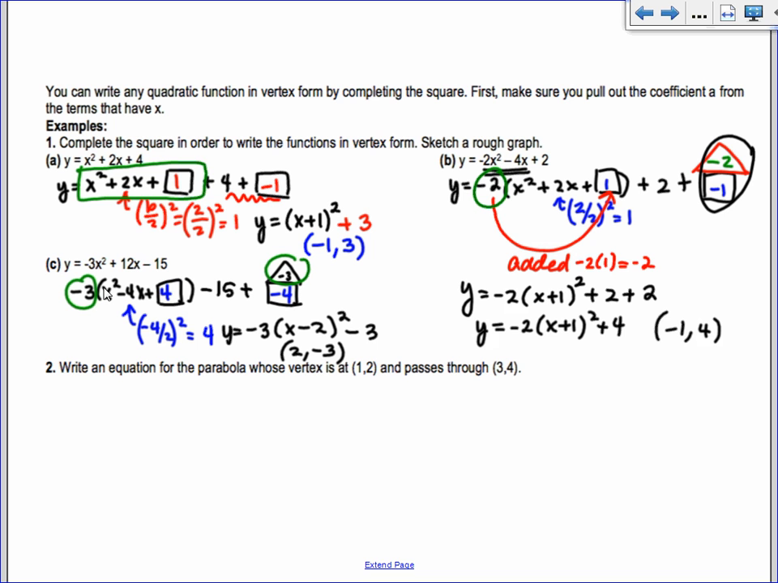All right, and the last one, it says find an equation for a parabola whose vertex is at 1, 2. So that's your h, k. It told us the vertex. And then passes through 3, 4.